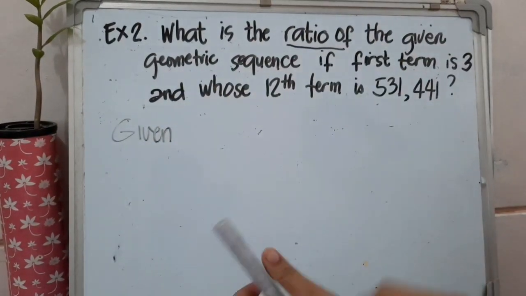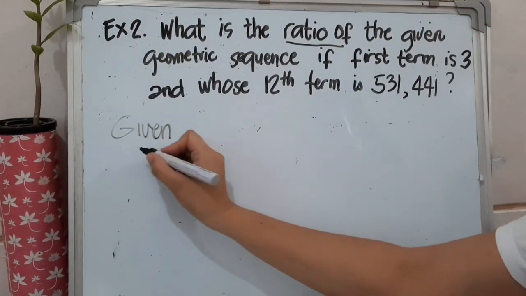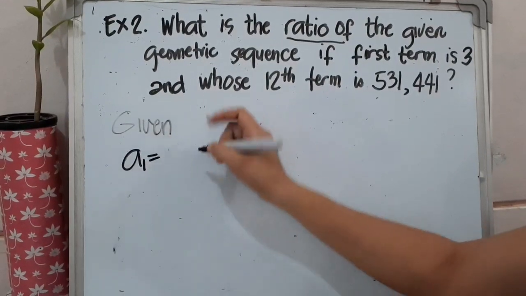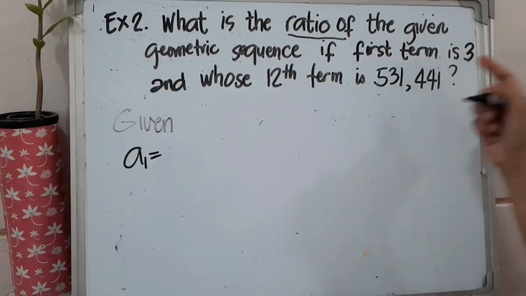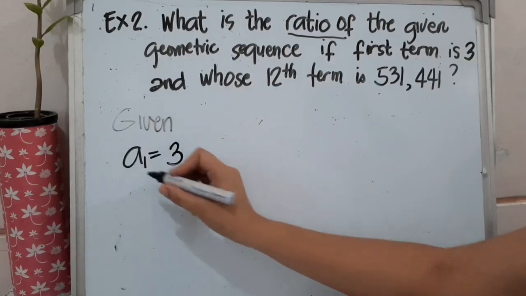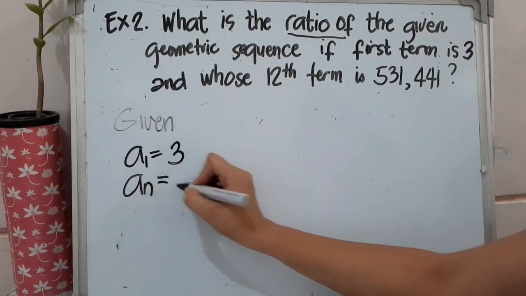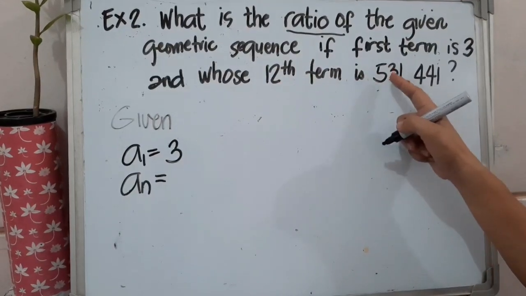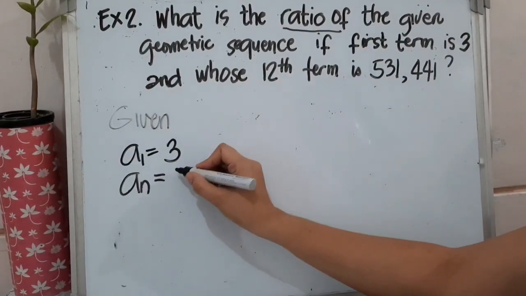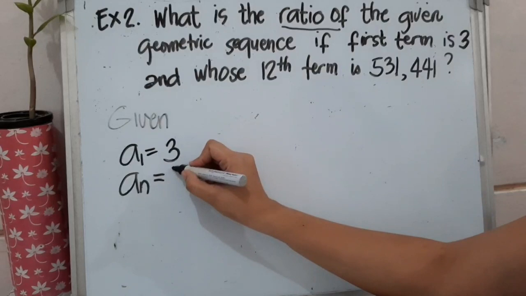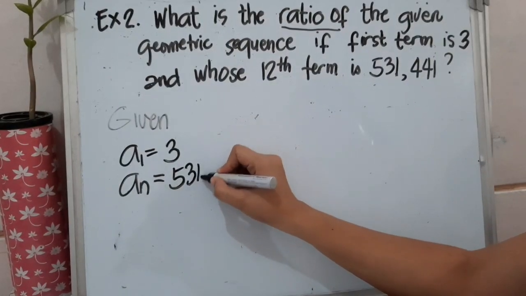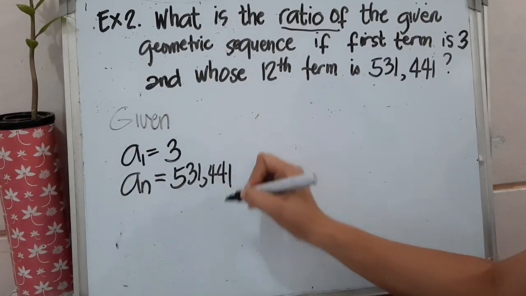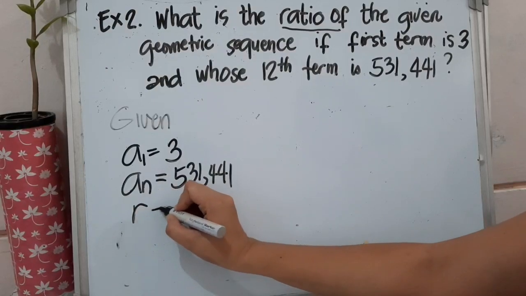So what are our given? Do we have a first term? Absolutely. First term is 3. Do we have a last term? Yes, we have here, whose 12th term is 531,441. So our last term is 531,441. Next, do we have a ratio?